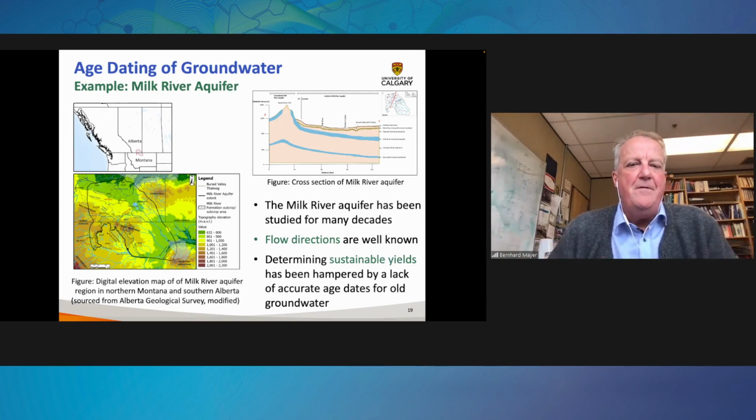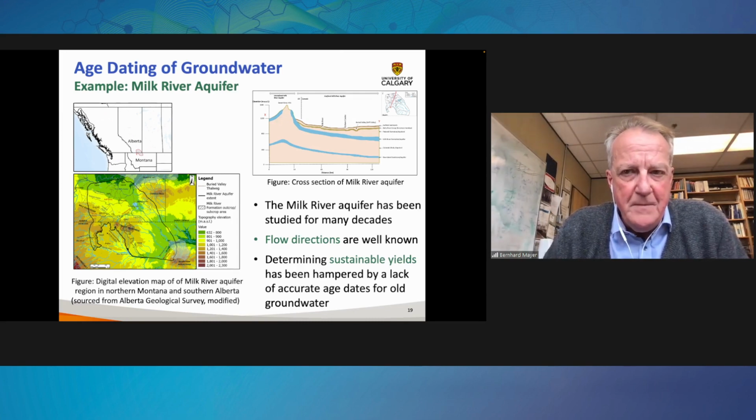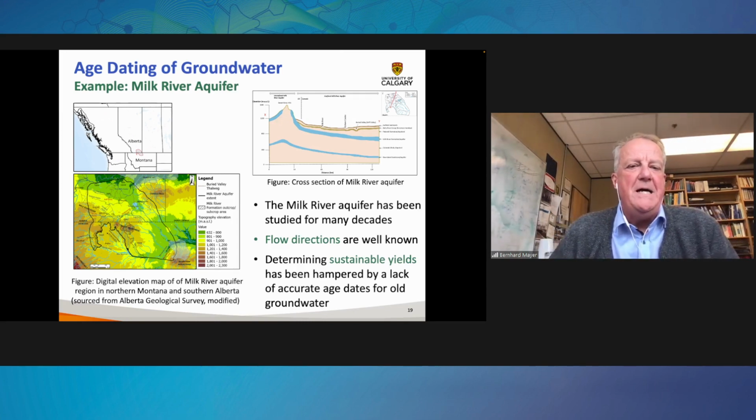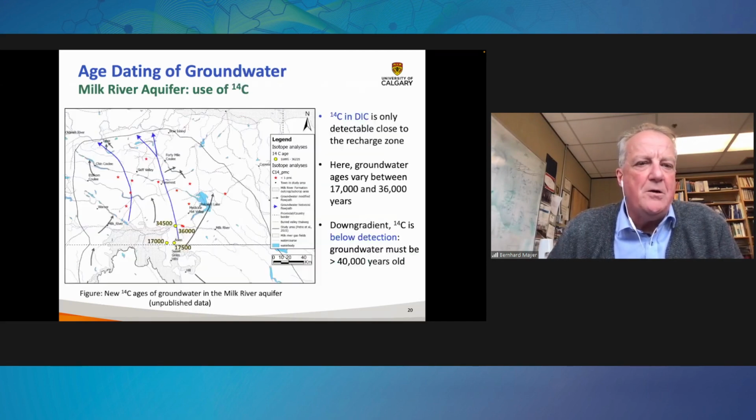The Milk River Aquifer has been studied for many decades, and the flow directions in this aquifer are relatively well understood. However, determining the sustainable yields of groundwater has been hampered by a lack of accurate age dates for old groundwater specifically. Because of that, we have conducted a project in the last 2 years where we tried to use refined and additional groundwater age dating approaches.